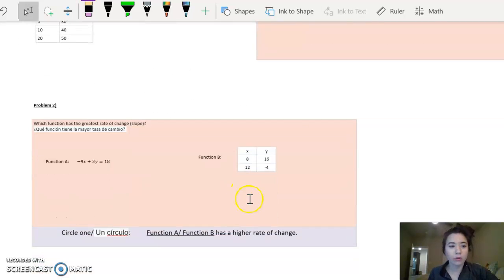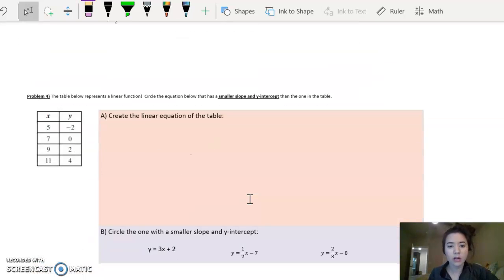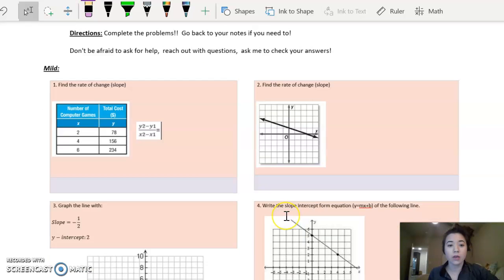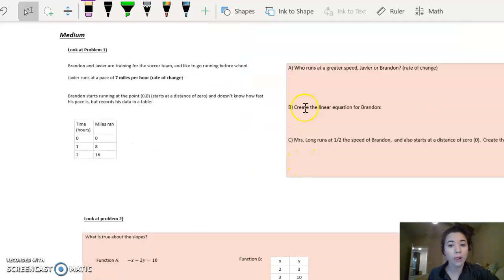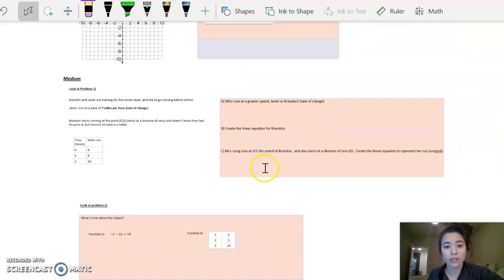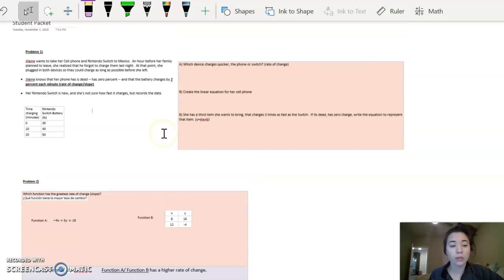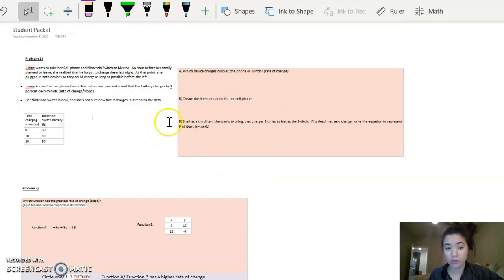So we're going to go through 4 different problems here, and I'm going to try and model and maybe ask you to pause and try to figure out something, and then you'll go on into independent practice. If you feel like starting off with the mild, you can start off there. Otherwise, you can go right down to the medium. The medium problems are exactly like these ones, except just different problems.